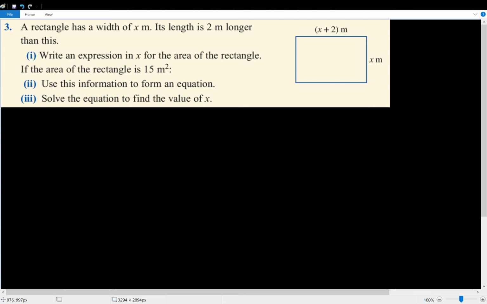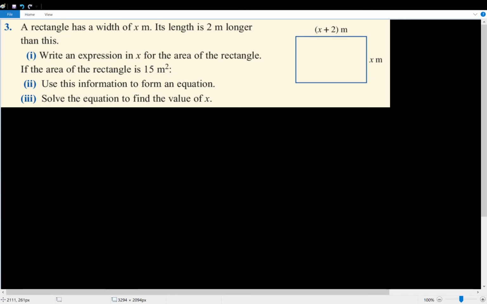This is question 3 from exercise 35.3 in Project Maths 1. We'll start with reading the question. A rectangle has a width of x meters. Its length is 2 meters longer than this. This is demonstrated over to the right in the diagram. So the length is x plus 2, and the width there is x.